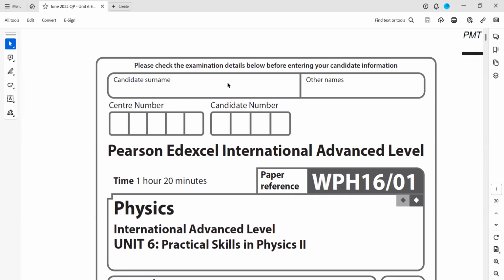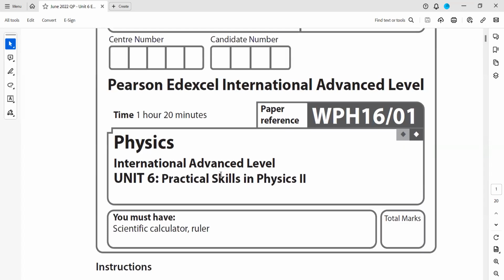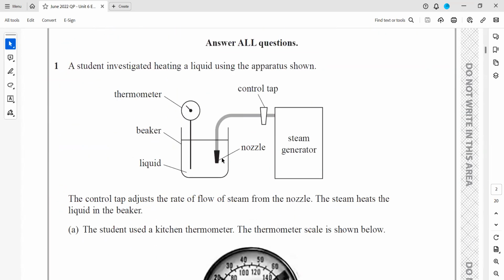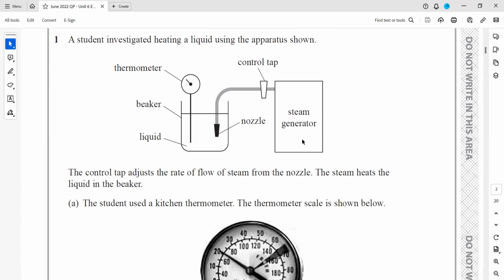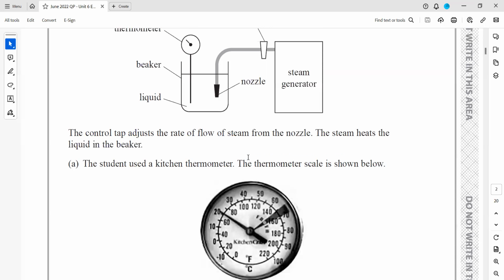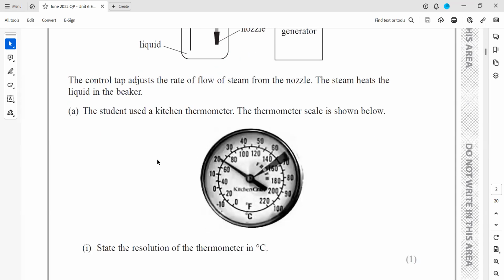This one is June 2022, Unit 6. In the first question, a student investigated heating of a liquid using the apparatus shown. There's a steam generator, the nozzle is in the liquid, and the thermometer is placed. The control tap adjusts the rate of flow of steam from the nozzle, and the steam heats the liquid in a beaker. Maybe you have seen this in coffee makers; this is how it is done.